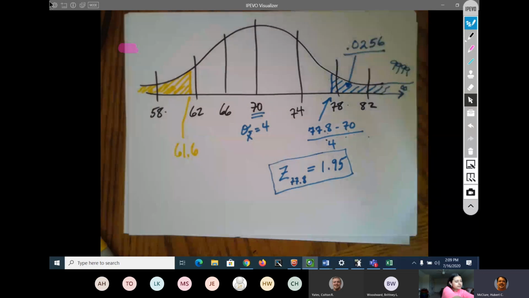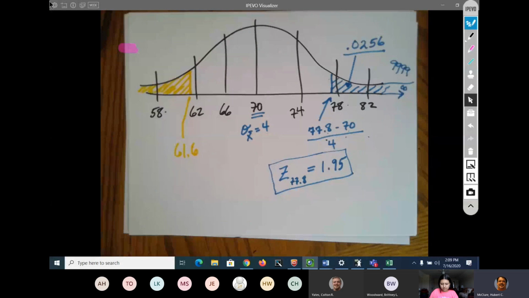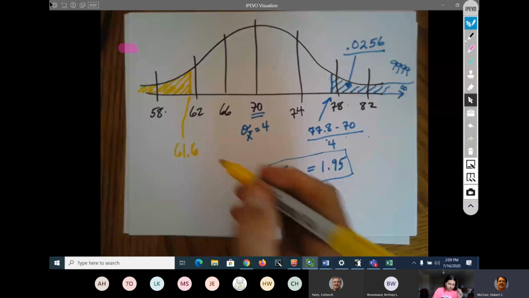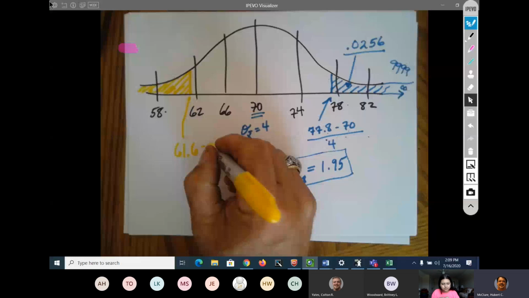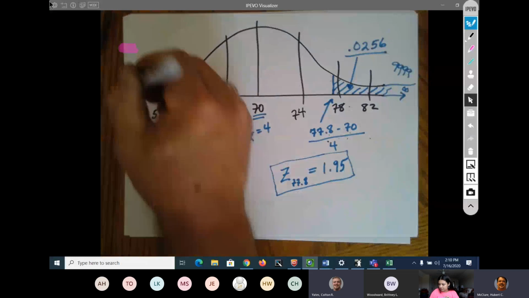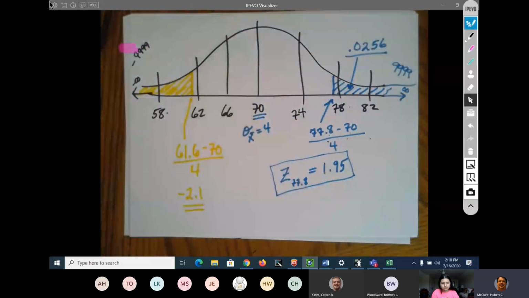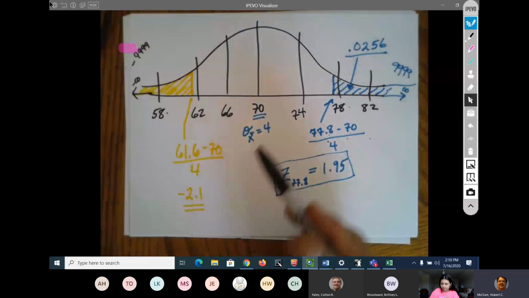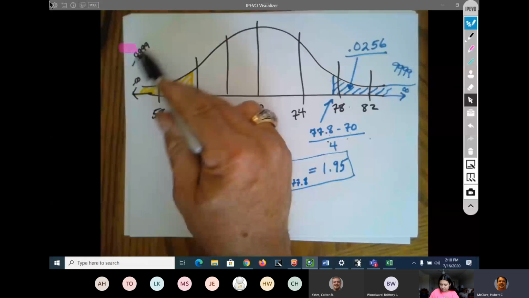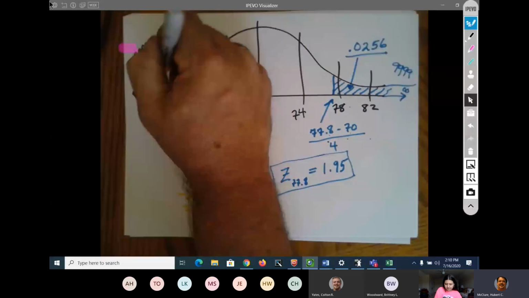Now, when I did that, I got 2.1. What did y'all get? That's what I got. Okay, so 61.6 minus 70 over 4, I got negative 2.1. And what's this arrowhead called down here? Negative infinity, which is negative 9999. So if you've got an old calculator, you're going to go from negative 9999 to negative 2.1. If you've got a new calculator, you're going to put in 70 and 4, and type in negative 9999 to 61.6. And I got, y'all check me, 0.0179. Yeah, that's what I got.